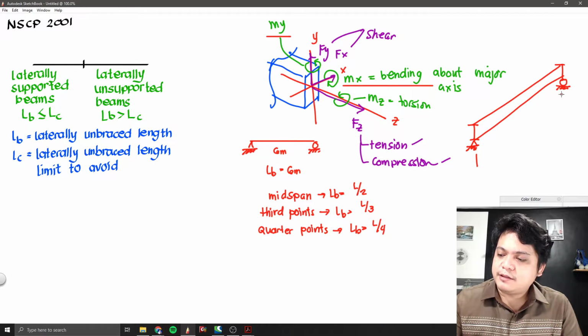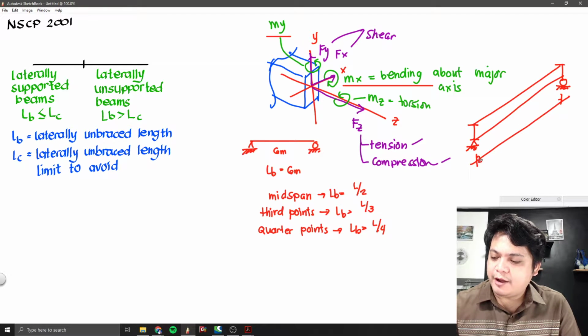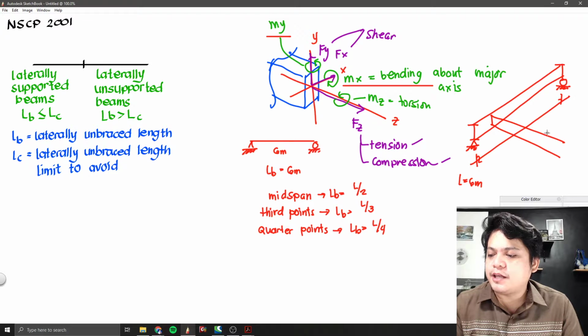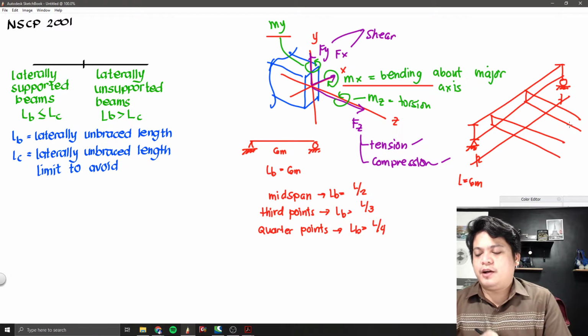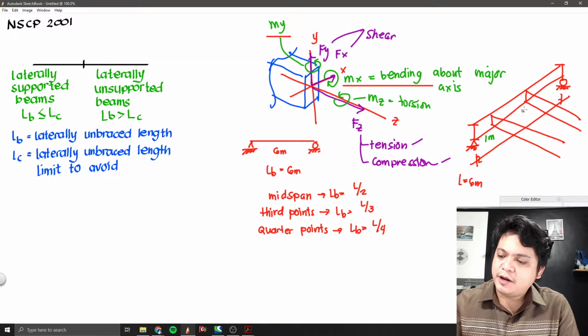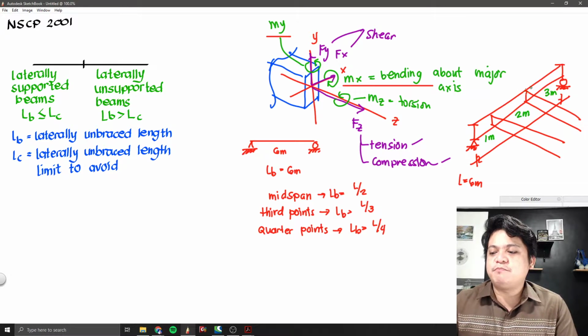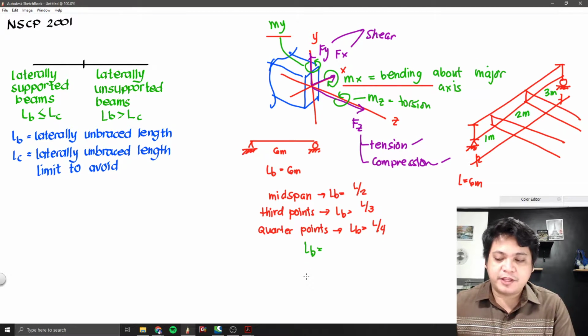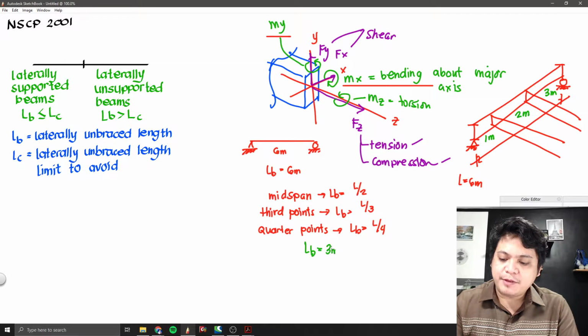Example, this is my length L. That is your 6 meters, L equals 6 meters. Now I placed another beam here, another beam there, and another beam here, and they are all different. Example, this is 1 meter, this is 2 meters, this is 3 meters. Since I am referring to only one beam, the LB we take should be the maximum of the 3: 1, 2, and 3. So you will have LB equals 3 meters.